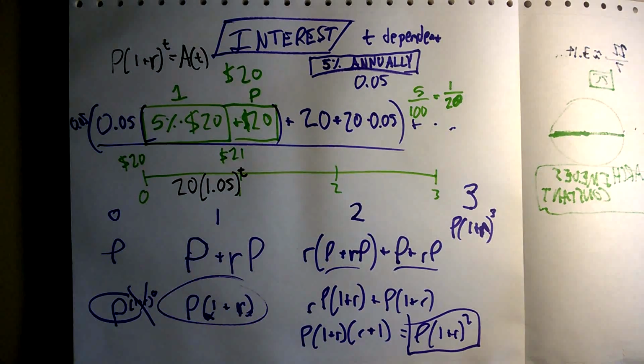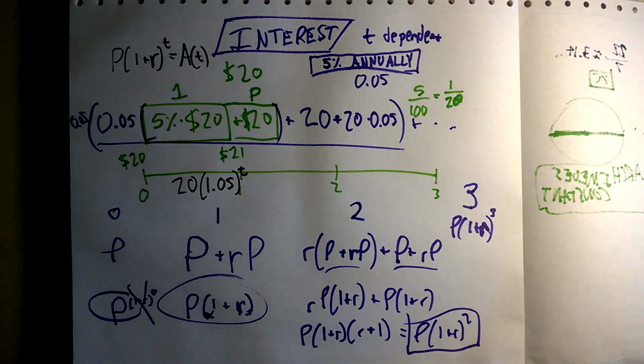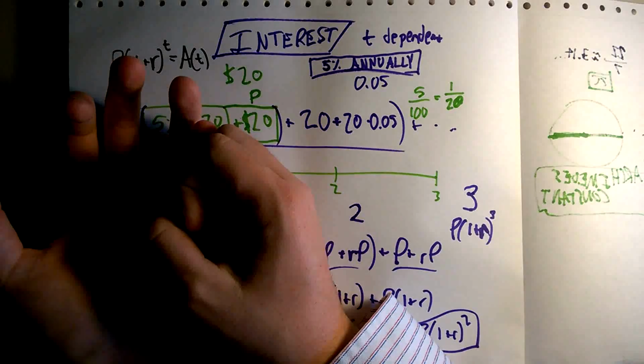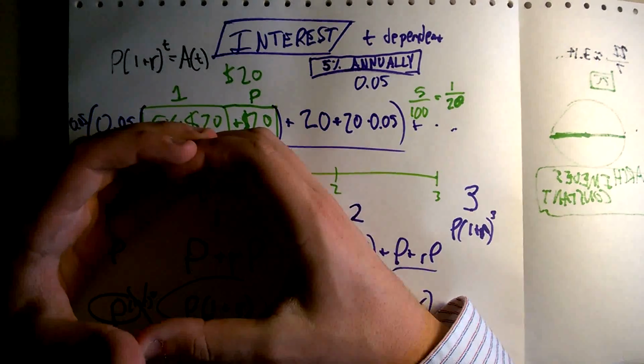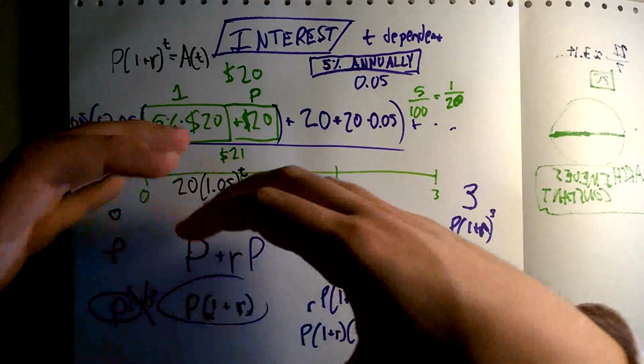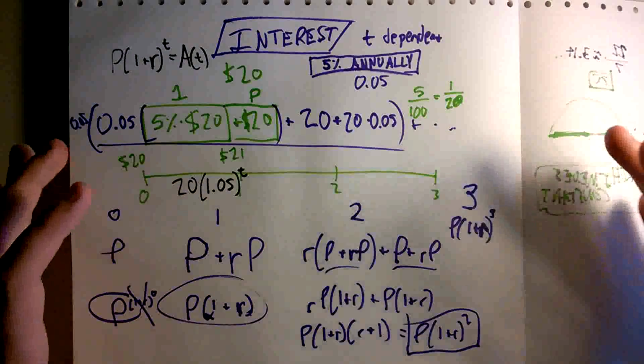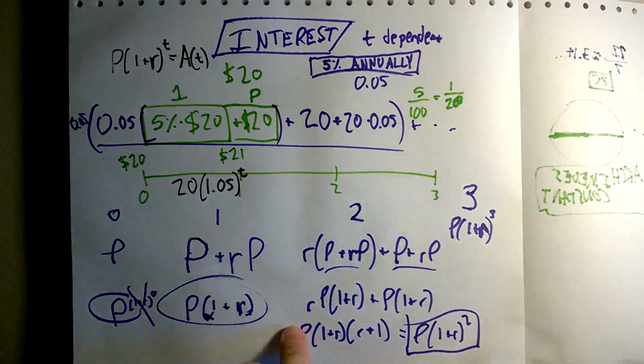Now the reason that adding one works is because the way I think about it is you have 100% plus your added percentage. Then you take that 100% plus your added percentage. Then you take this 100% plus the added percentage. And it keeps getting bigger and bigger exponentially.